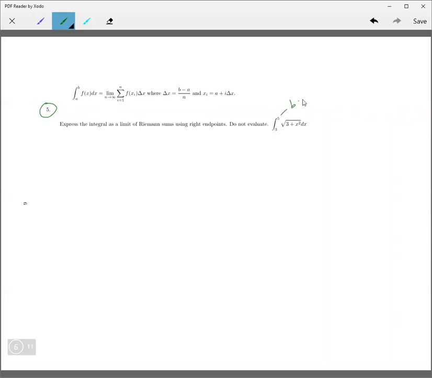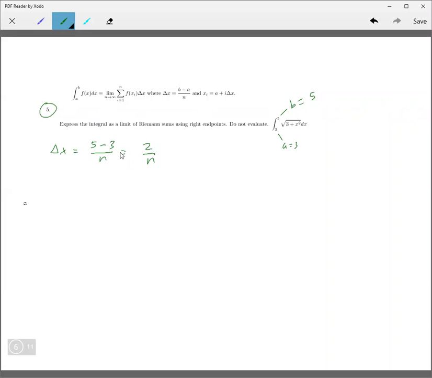Okay, so A is 3 and B is 5, and there's our function right here, the square root of 3 plus x squared. So that means that delta x will be B minus A all over n. So that's going to be 2 over n is our delta x.